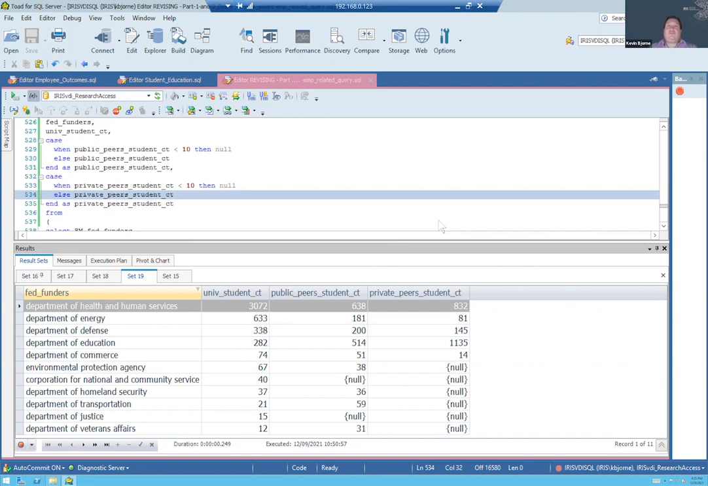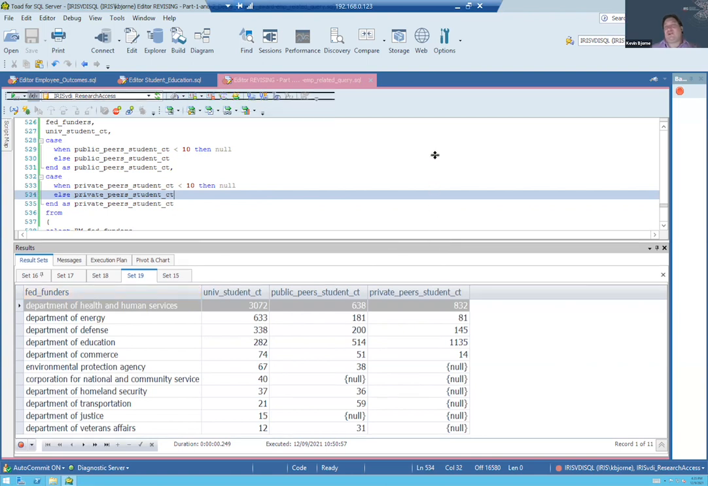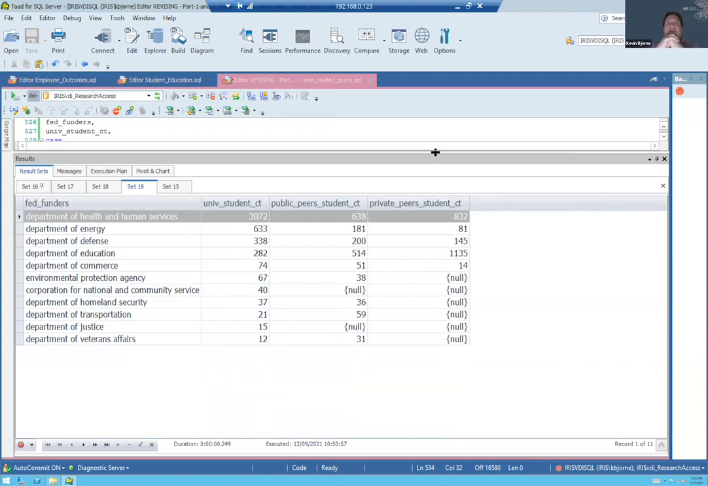So what I'm going to show you here, this first result chart, is simple benchmarking. So what I've done here is, using the data available through IRIS, I've created a very simple benchmark chart here that shows federal funding sources on the left-hand side and the number of students that their research dollars are supporting at universities.